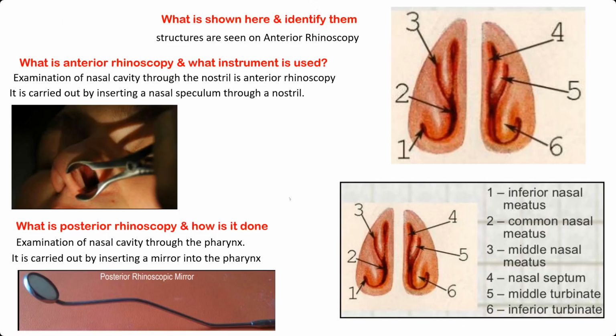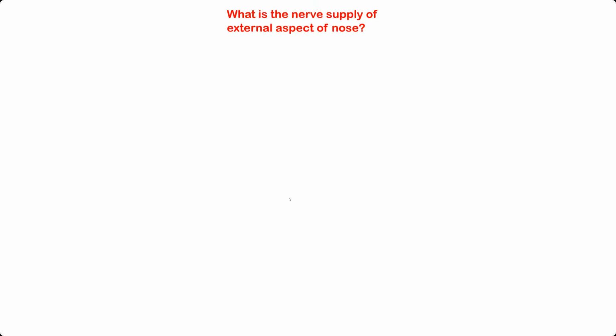Okay. And the next practical application is, what is the nerve supply of the external aspect of the nose? What are all the nerves which are supplying the skin over the nose or the root of the nose and the ala and all these areas? Branches of trigeminal nerve, sir. Branches of trigeminal. That's a very vague answer. Must be more specific. Maxillary branch of trigeminal nerve. Maxillary. Yeah.